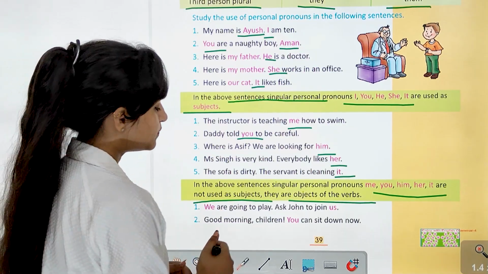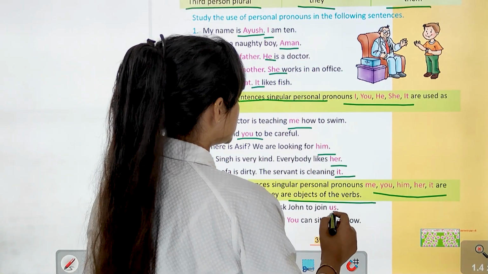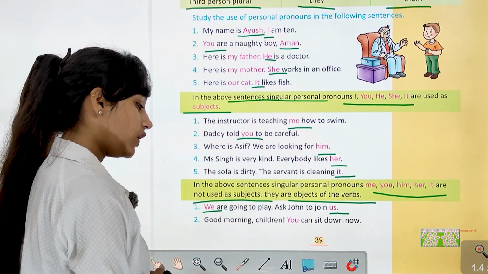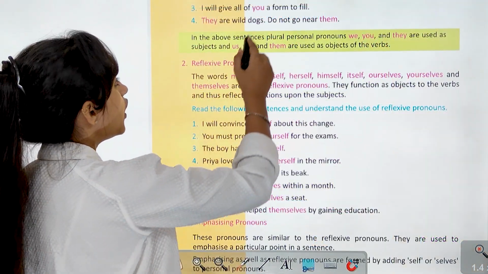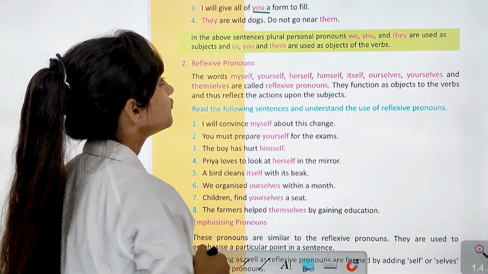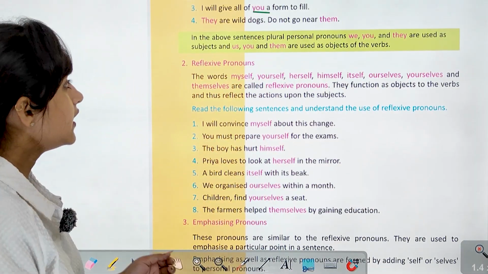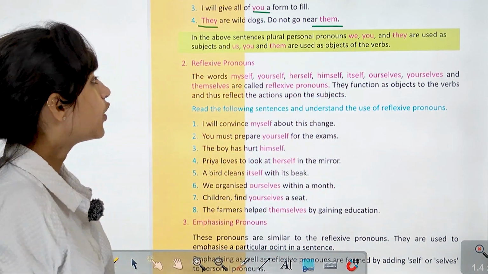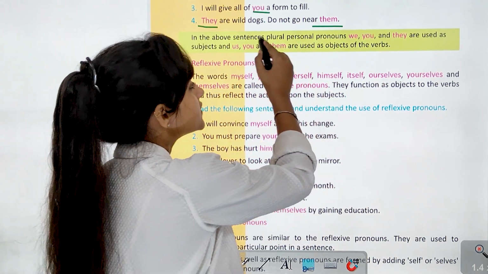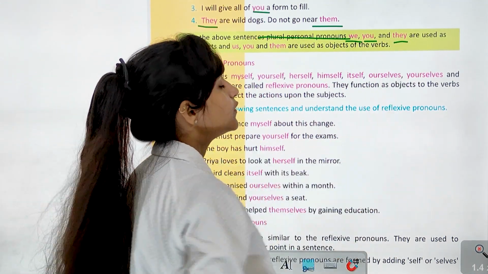We are going to play. Ask John to join us. Good morning, children. You can sit down now. I will give all of you a form to fill. They are wild dogs. Do not go near them. So, in the above sentences, the plural personal pronouns are we, you, they. Plural जब कब होते हैं?